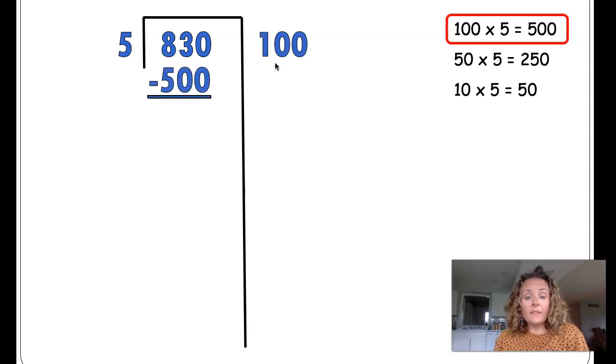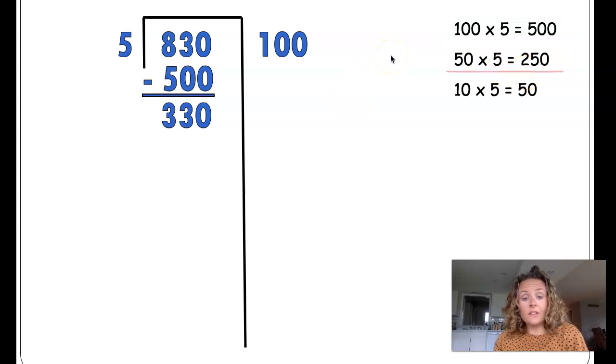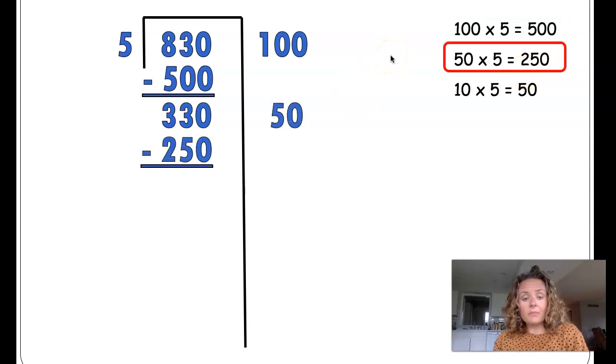100 times 5 is 500. Subtract that out to see how many bees are left to divide. 330 bees left to divide. Can we put another 100 bees in each of the hives? Nope, we'd be at 500 then, which is over 330. But we can put 50 bees in each hive because that's only 250. So that fact helps us there. When we subtract those out, we're left with 80.